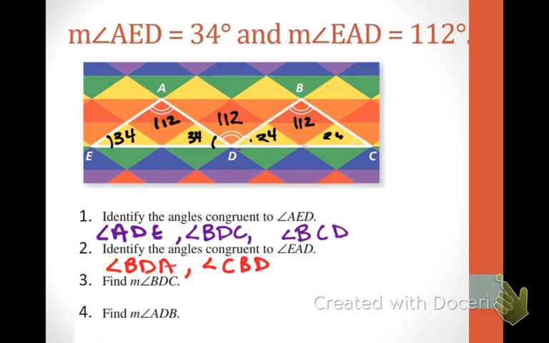All right, last thing, find the measure of BDC. So we already have all of them marked. We just need to decide which one it is. BDC. So it's this angle right here. How many degrees is it, even though I kind of erased it? It's 34. And then ADB, which would be this angle, it is 112.